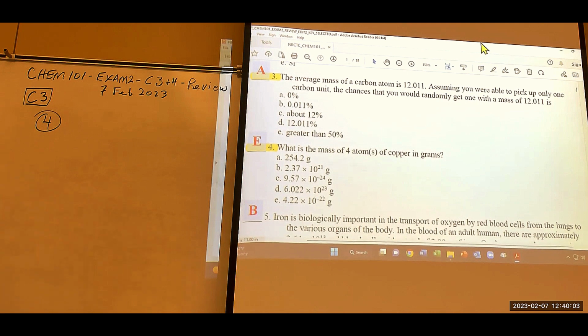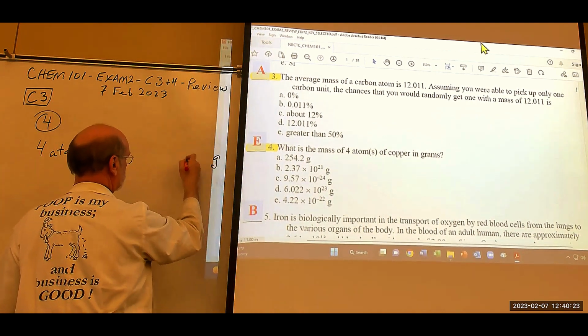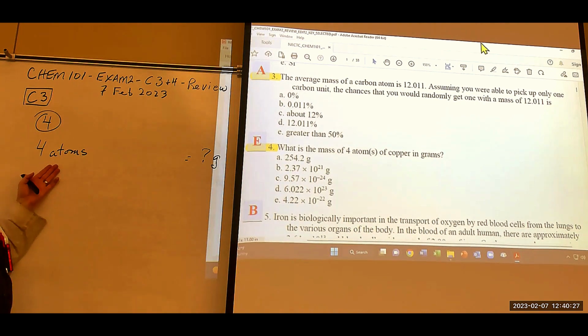Let's see. We want to tackle this. What's the mass of 4 atoms of copper in grams? Okay. Analysis time. If we've got 4 atoms of copper, now we're going to go from that to mass, to grams. Right? We don't have any direct conversion from atoms to grams. What do we have?